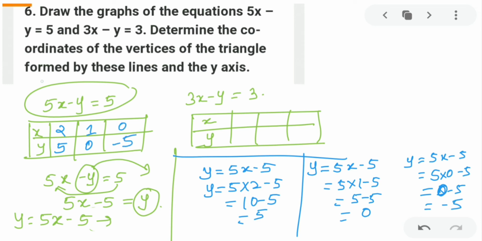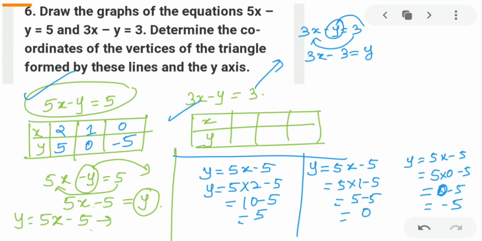So you have prepared the table for sketching the graph for the equation 5x minus y is equal to 5. Now similarly you have to go for the table of 3x minus y is equal to 3. You can take this minus y on this side and 3 on this side. So it will be 3x minus 3 is equal to y. So y is the subject and 3x minus 3. Now you can put different values of x to get the value of y. For example, if I am putting value of x as 2, what value of y you will get? 3 into 2, 6. 6 minus 3.